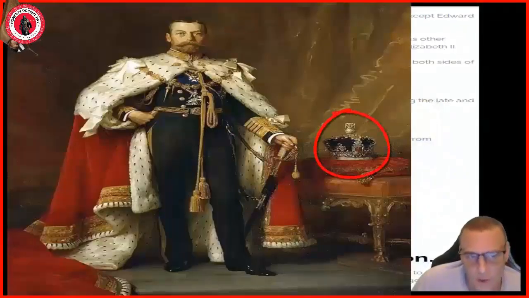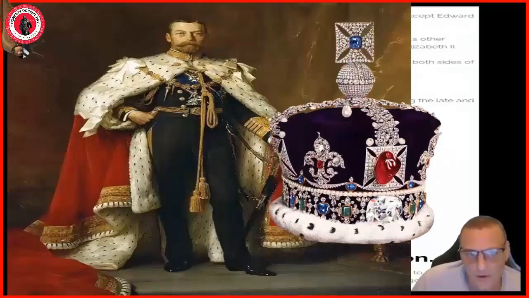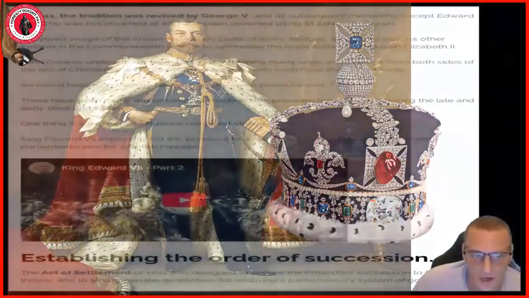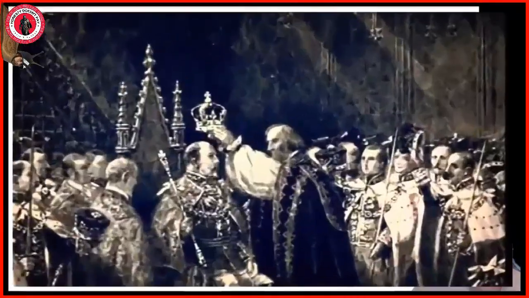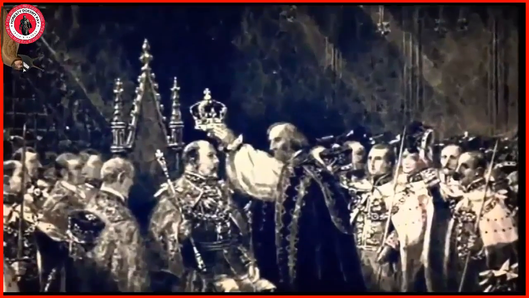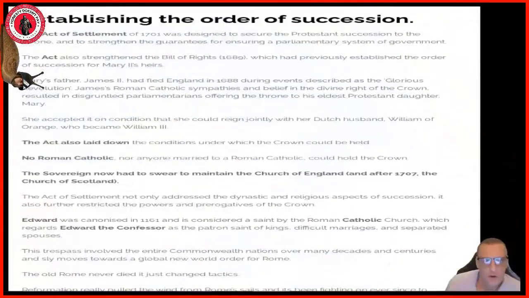So could King George have been under the same pressure also? There have been many documentaries made on the pressure the royals felt during the late 1800s and early 1900s. One thing is sure, Rome's influence remains strong. King Edward VII especially felt this pressure to save the monarchy from the push from the parliamentarians for a British Republic, establishing the order of succession.